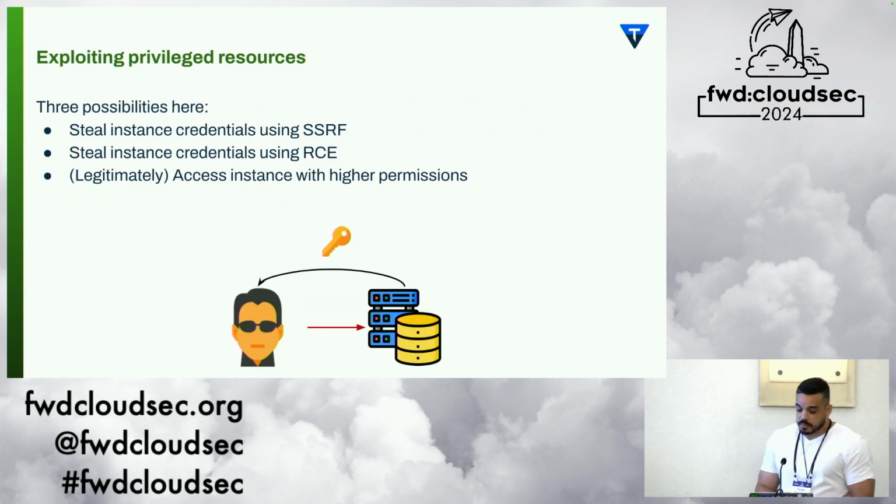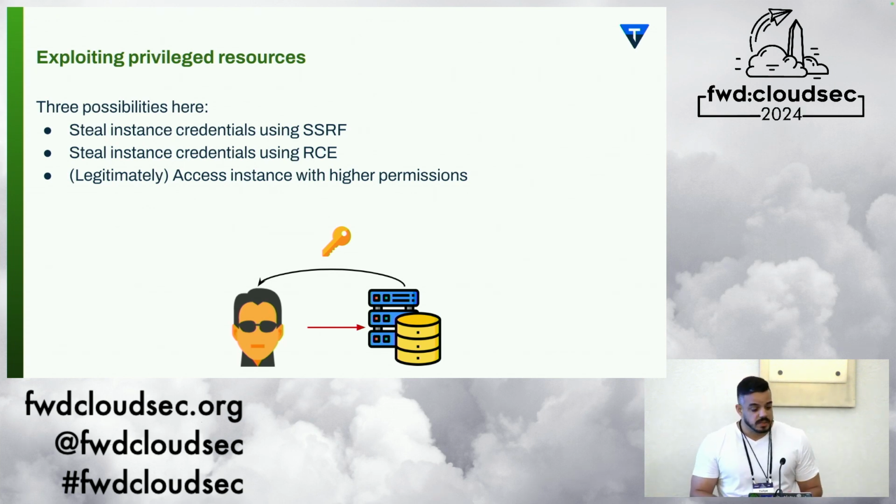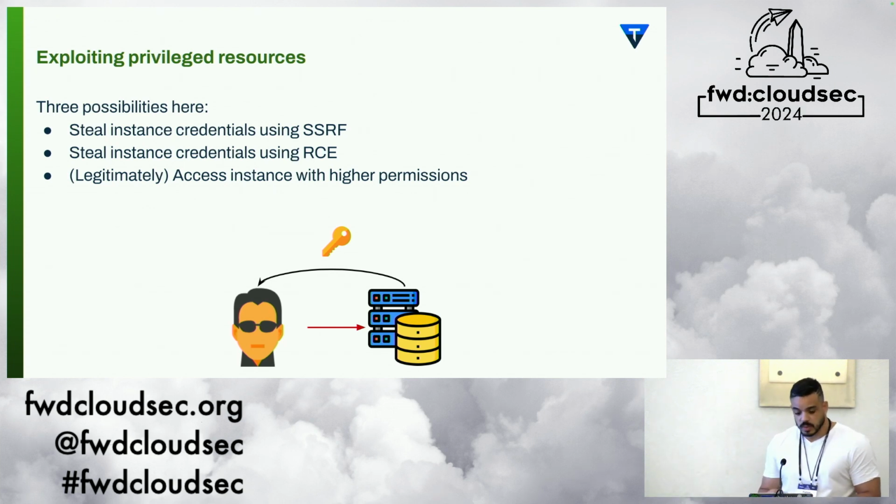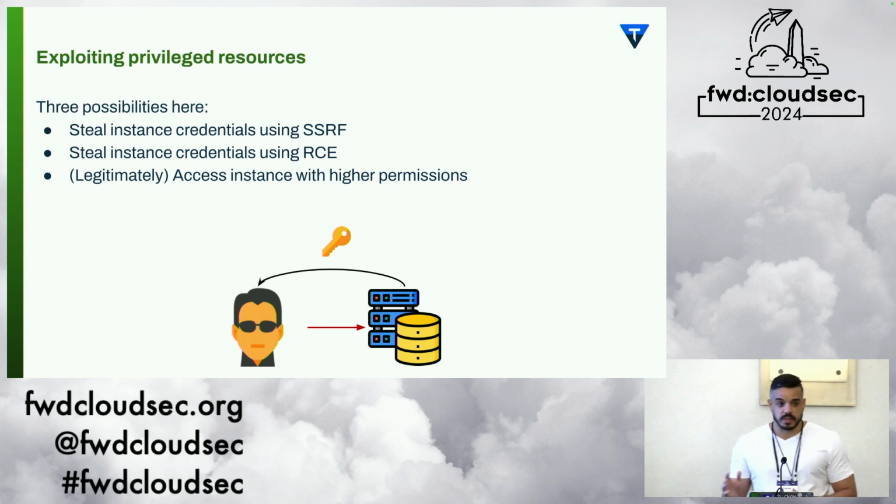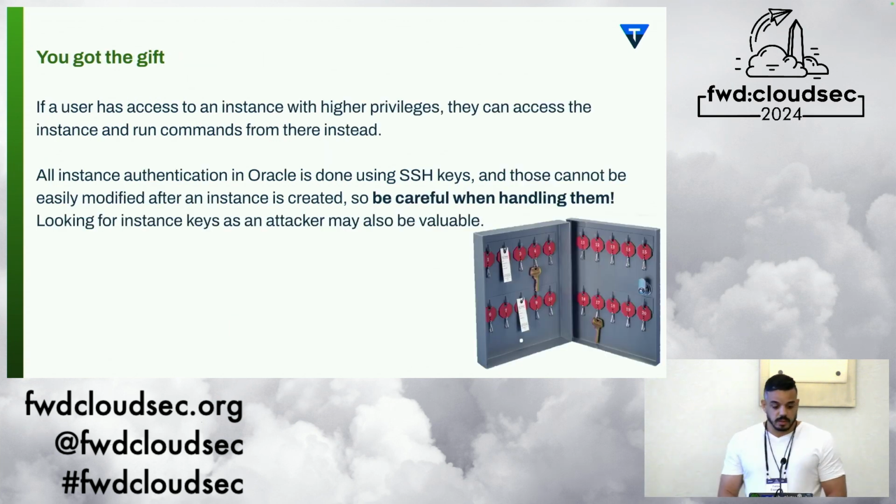All right, so exploit privileged resources. There are three main possibilities here. The first one would be stealing credentials from a computing instance that has a flaw like SSRF, server-side request forgery. The second one would be stealing the credentials from a computing instance with remote code execution, and they differ a little bit. We're going to see this later. And the third technique would be if you already have access to run any command in an instance with higher privileges. The first one we call "you got the gift."